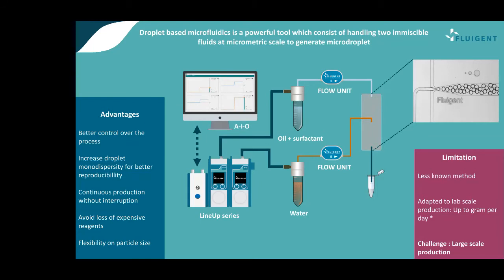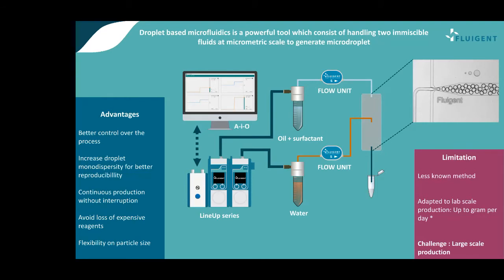And the idea is that the dispersed phase will go to the central channel, the continuous phase in the other channel, and by regulating precisely the two flow rates of the two solutions, we will generate a squeeze in two dimensions to generate highly monodispersed droplets. So this technology comes with many advantages, such as better control over the process. As we are at micrometric scale, we have more control. We then increase the droplet monodispersity, and we have better reproducibility.